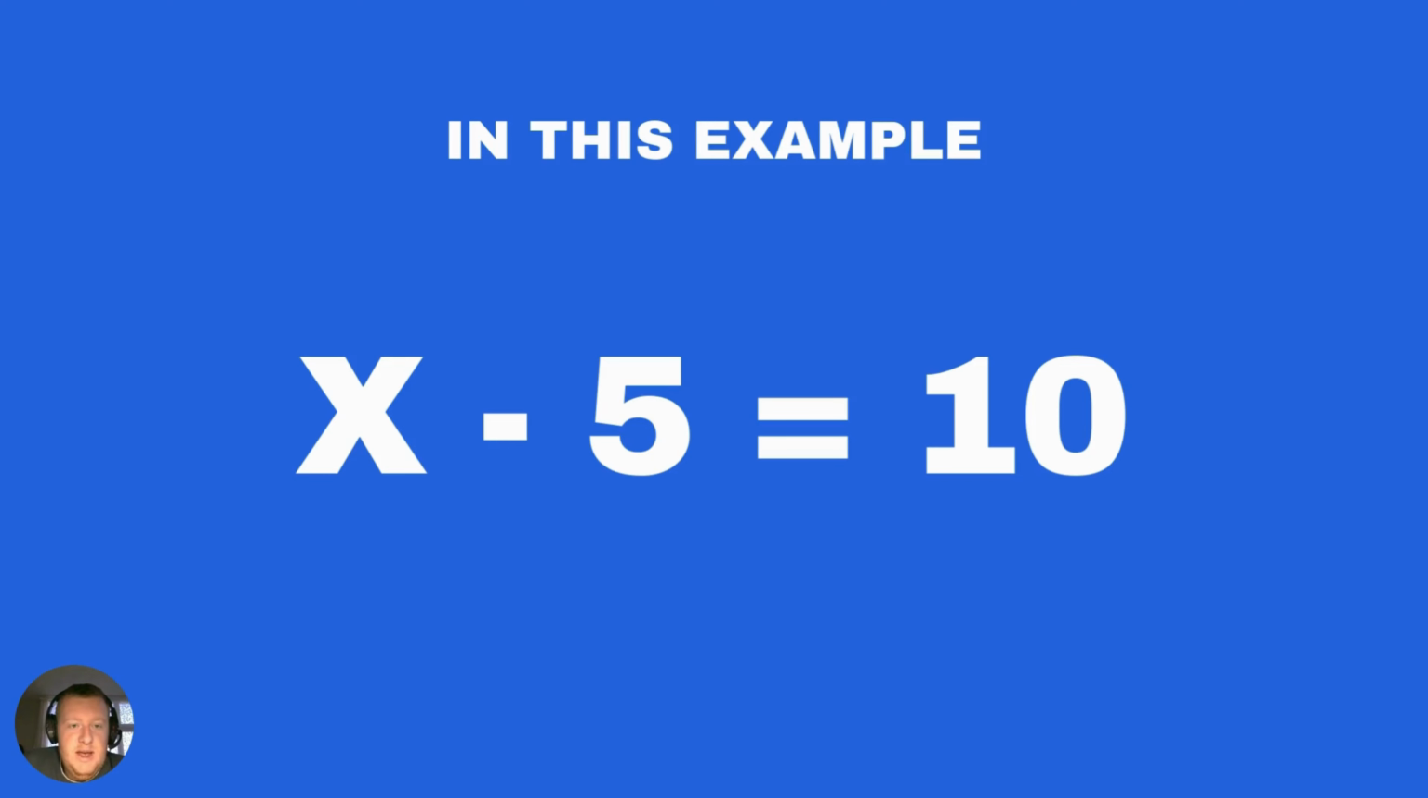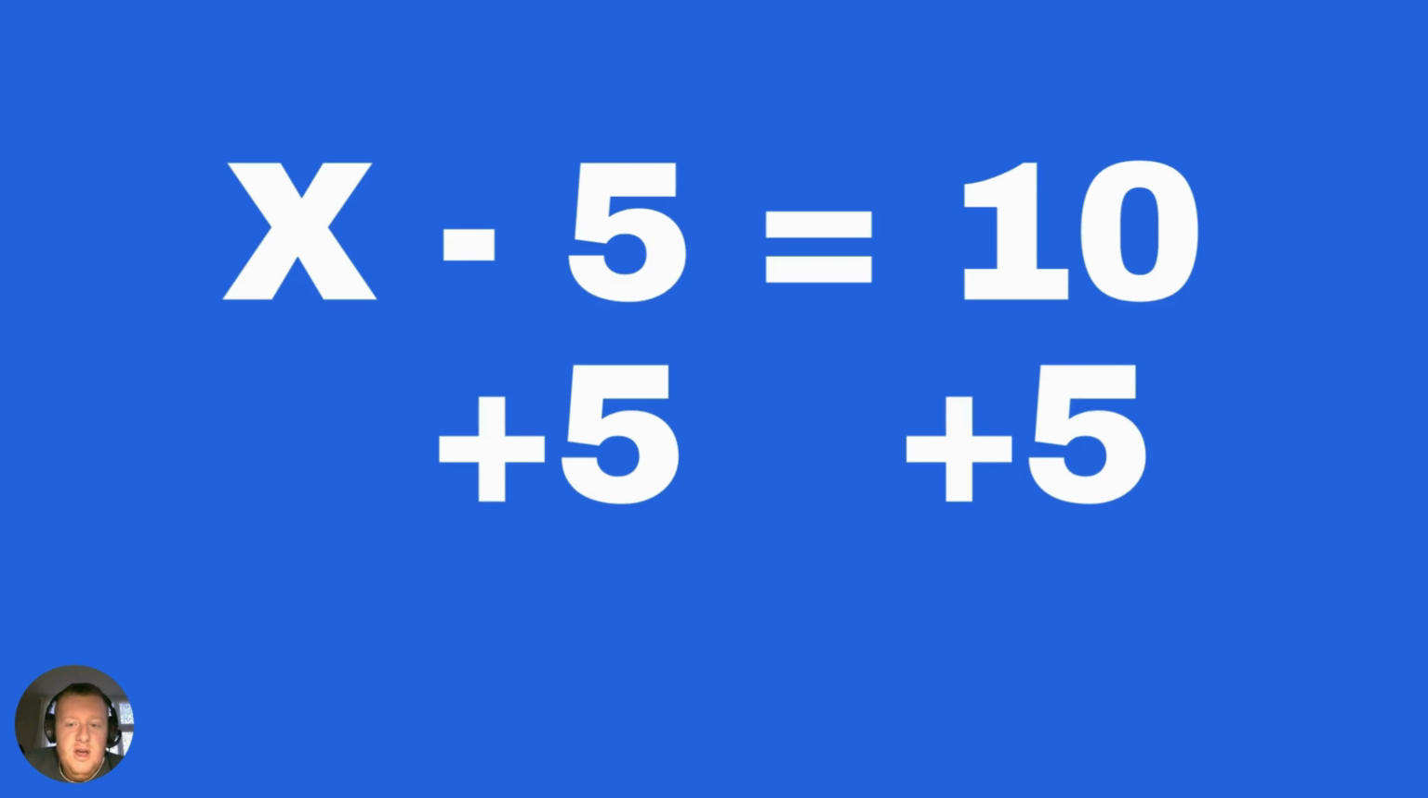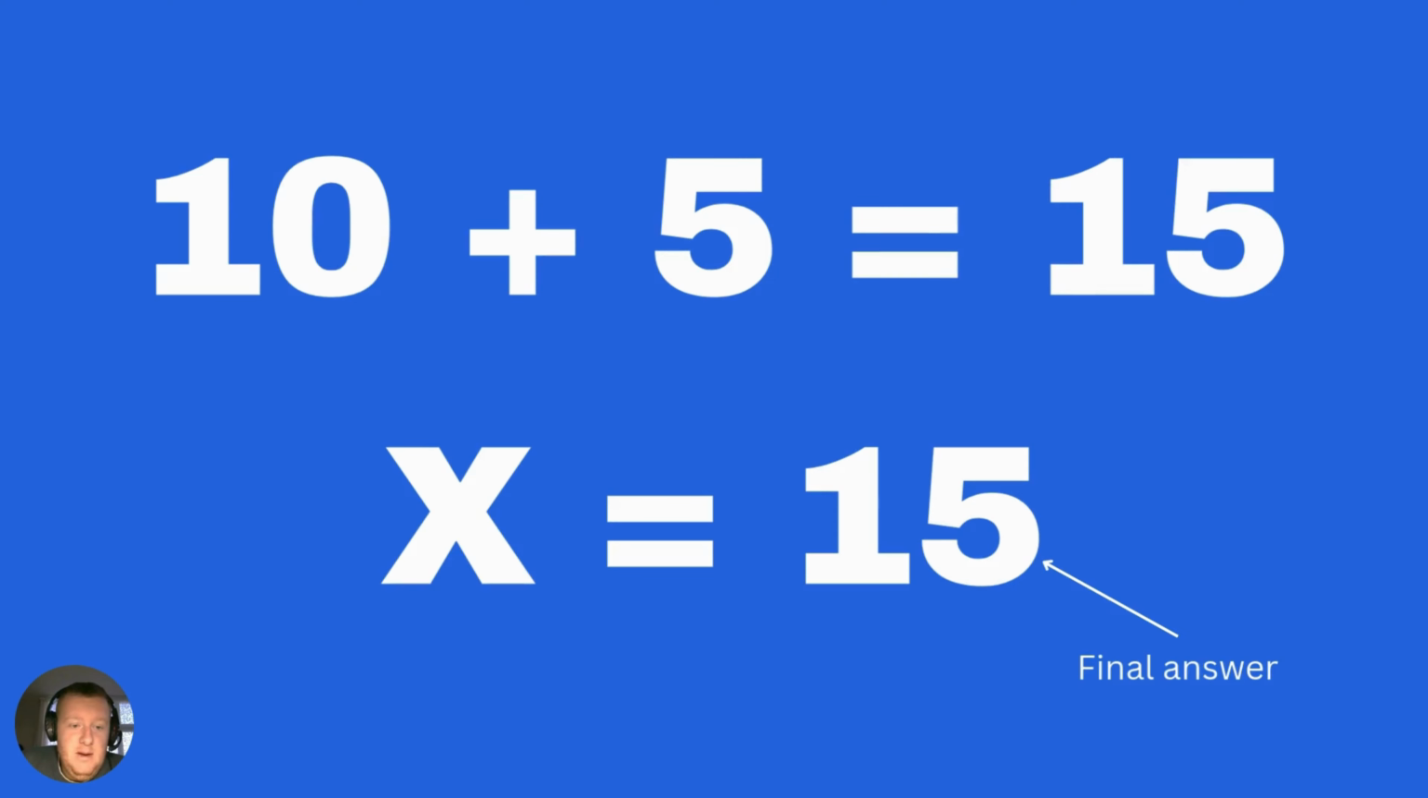So we said that x minus 5 equals 10. I'm sure if you're like me, you probably forgot the answer already. So how do we do it? Well, we do it like this. Instead of subtracting 5, we add 5. So minus 5 plus 5 will cancel each other out, leaving x by itself. And if we add 5 to 10, this will make 15. So x equals 15. That's the final answer.